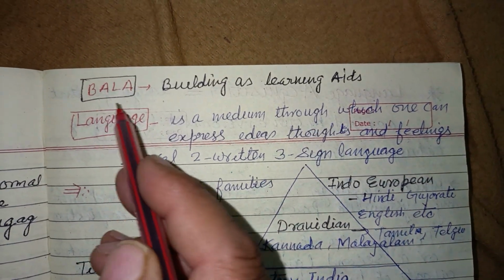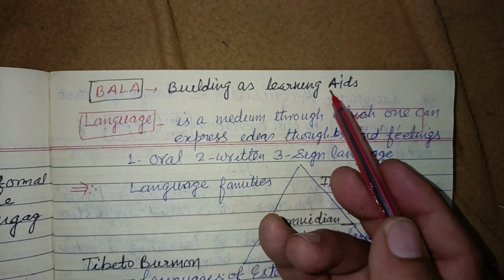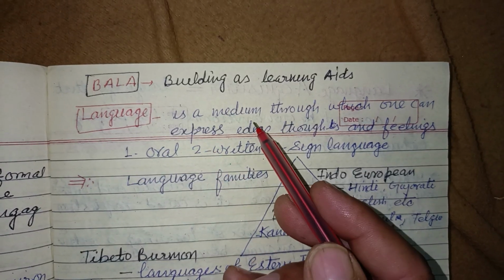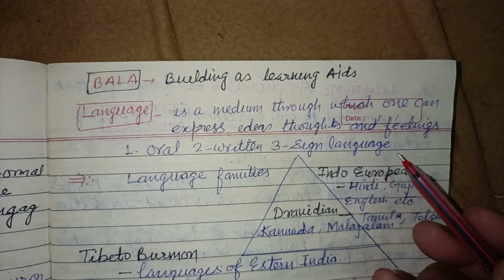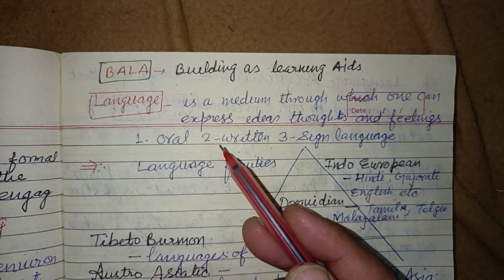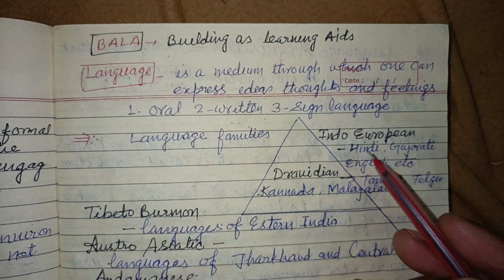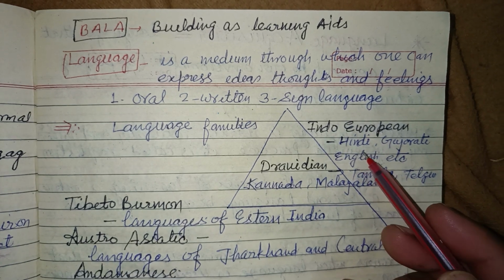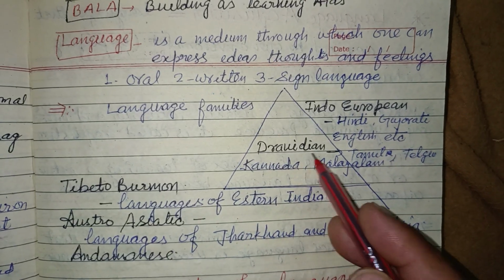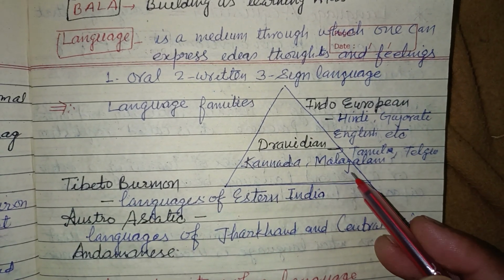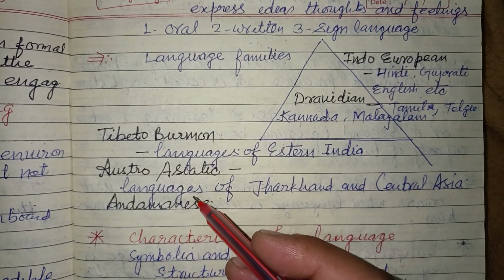BaLA: the full form of BaLA is building as learning aids. Language is a medium through which one can express ideas, thoughts, and feelings. There are three types of language: oral language, written language, sign language. Language families: the Indo European family, Hindi, Gujarati, English, etc. come under this family. Dravidian family: Tamil, Telugu, Kannada, Malayalam, etc. Tibeto family: languages of Eastern India come under this family.